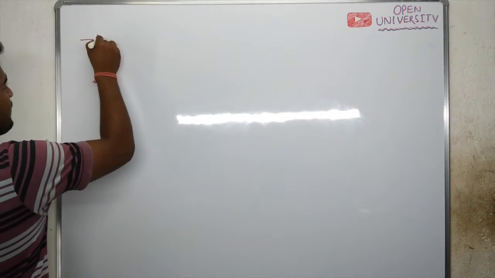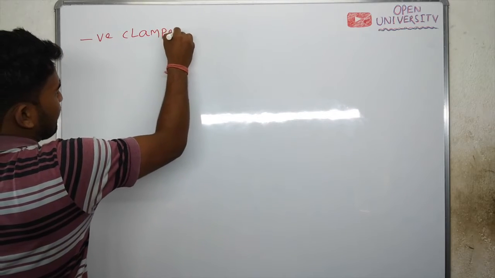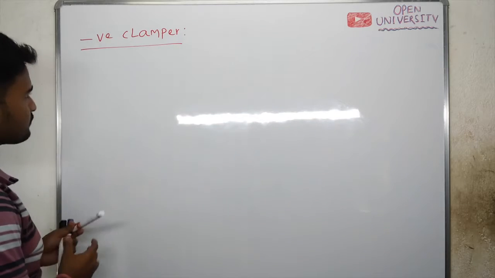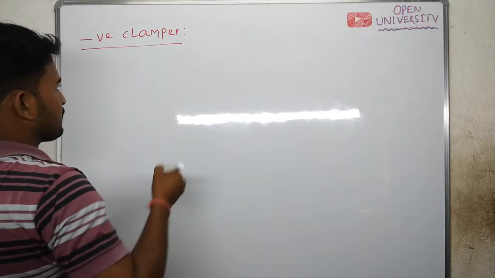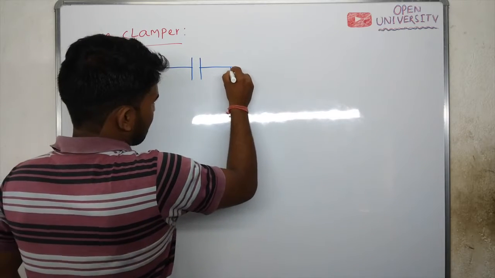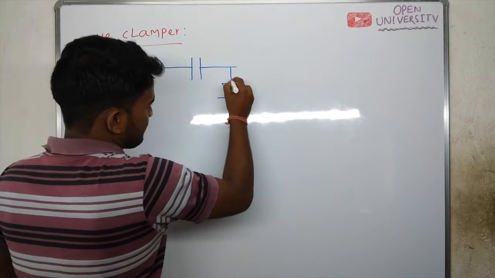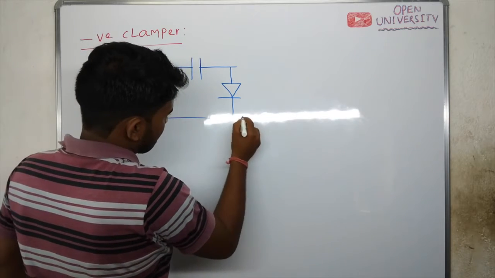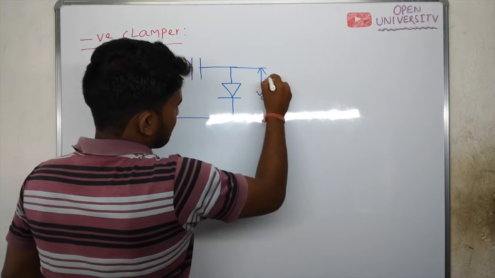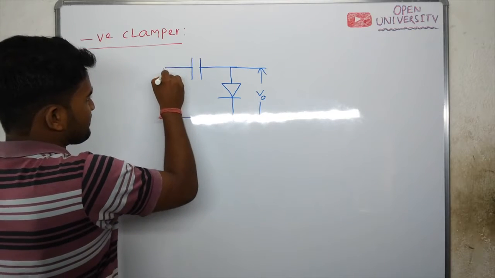Give the heading negative clamper. Draw the diagram. I am using a diode and a capacitor like this. This is output voltage V0 and this is my input voltage Vi.